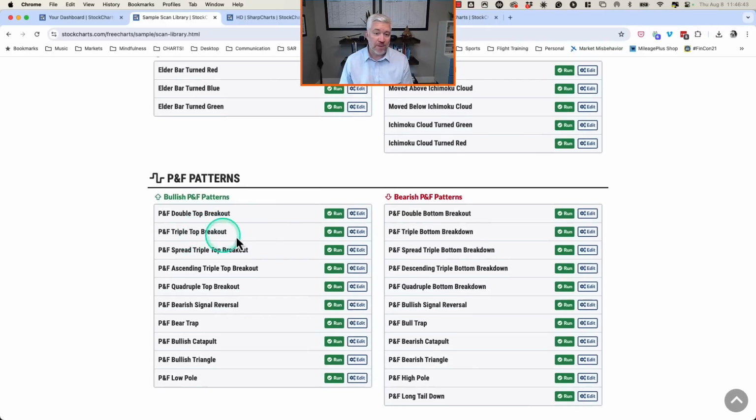So triple top breakout, double top breakout, double bottom, and the bearish ones as well. And there are all these other patterns, which we don't have time to talk about here, of course. But I would say running some of those scans and just seeing what names pop up, looking at the point and figure charts, looking at the regular bar or candle charts to see how they relate, that is how you can really learn point and figure charting.